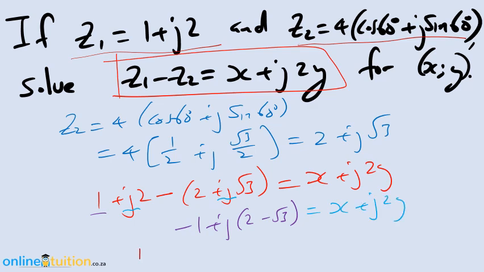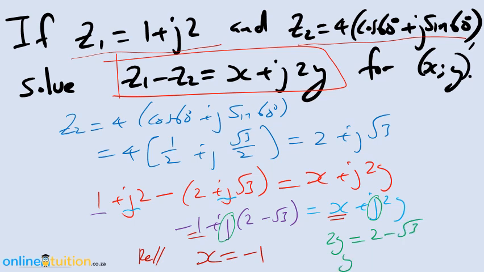If you look at the real parts, let's separate them out. The real parts tell me that x is minus 1. And the imaginary parts, this is the coefficient of j, tell me that 2y must equal 2 minus root 3. And no prizes for guessing that y is 2 minus root 3 upon 2. Easy peasy. So we're comparing real parts and imaginary parts. How simple is that? Beautiful as well, eh?